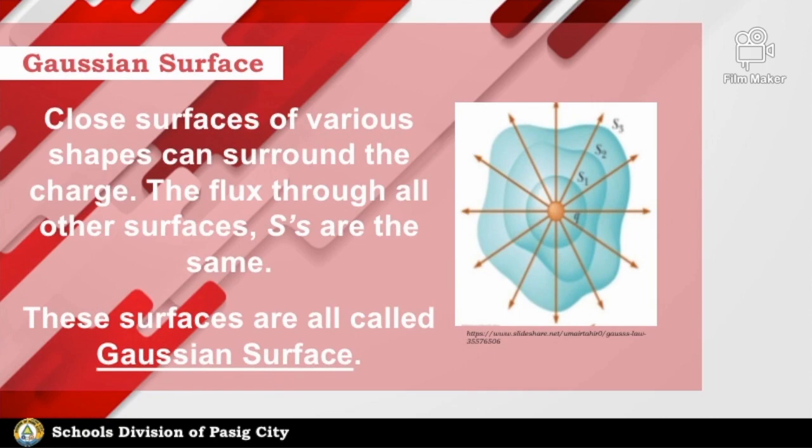Closed surfaces of various shapes can surround the charge, as shown in the illustration. The flux through all the other surfaces, denoted by capital letter S, are the same. These surfaces are called Gaussian surfaces.